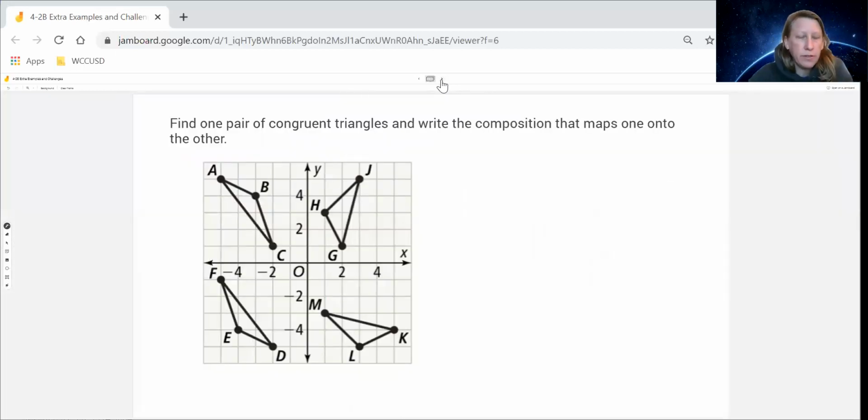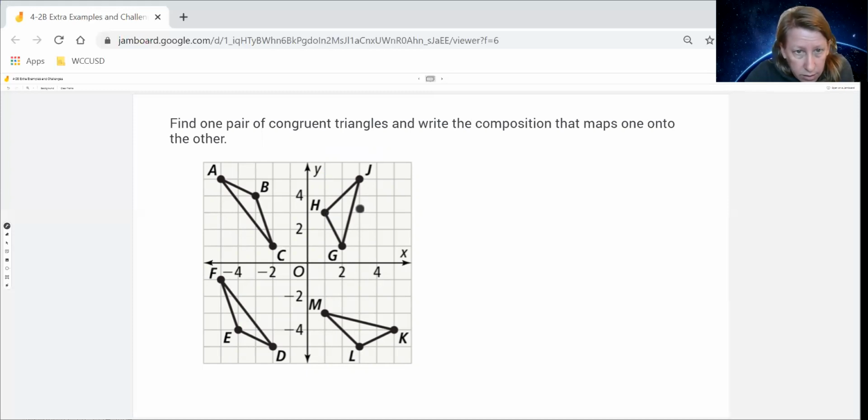Okay, this was another type of problem we had this week. Find one pair of congruent triangles and write the composition that maps one onto another. Again, if you want to pause the video and try it, and then unpause and see how I did it, you can do that. There's actually 2 triangles that I think are congruent in this situation, 2 pairs. I'm going to choose triangle ABC, and I'm going to find a triangle that looks like that to me.